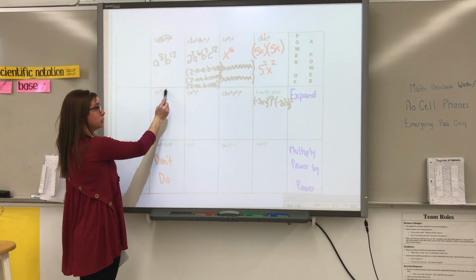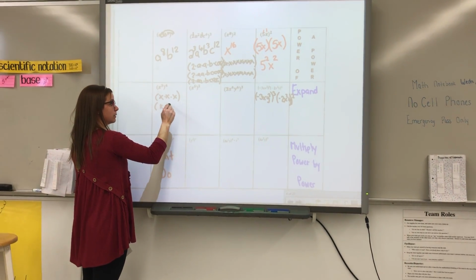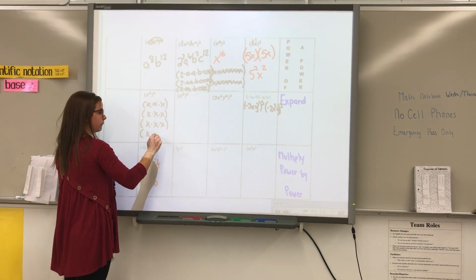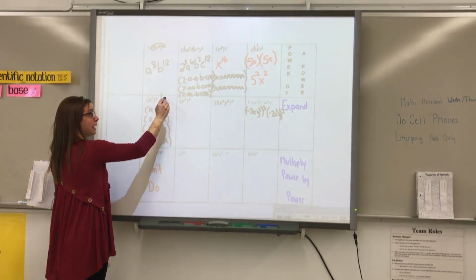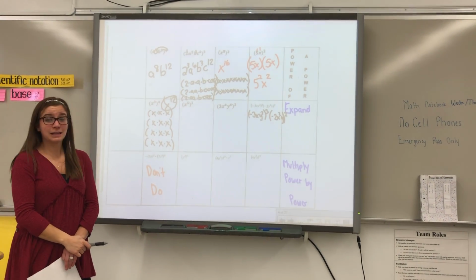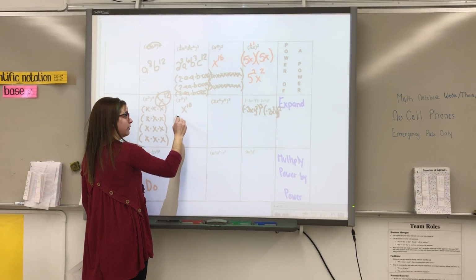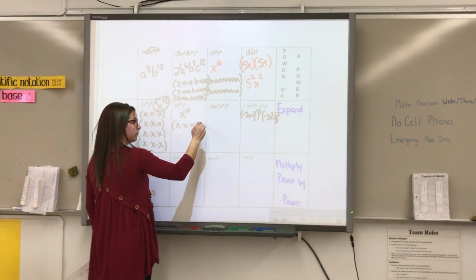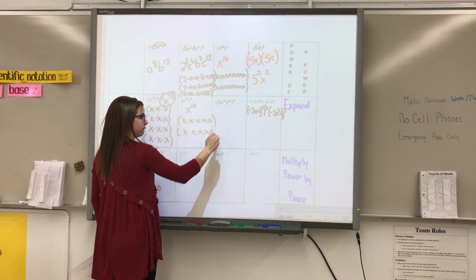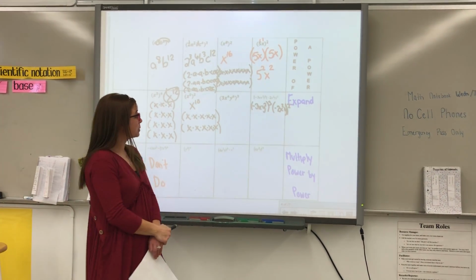Okay, the rule, power to a power. I have x times x, 4 times. That's x to the 12th. X to the 5th, squared. I have x to the 10th. I have x to the 5th 2 times. That makes x to the 10th. Let's try the next one together.